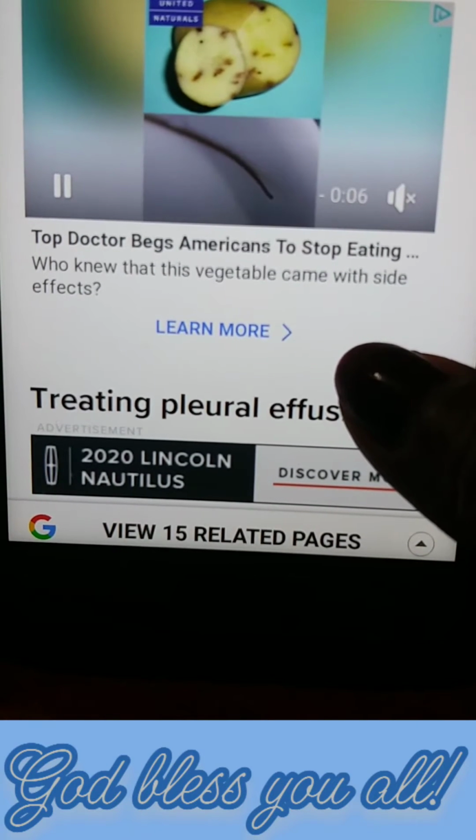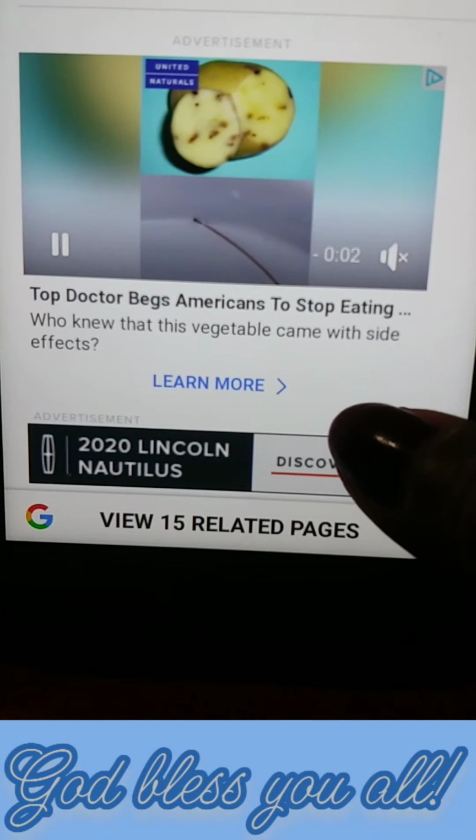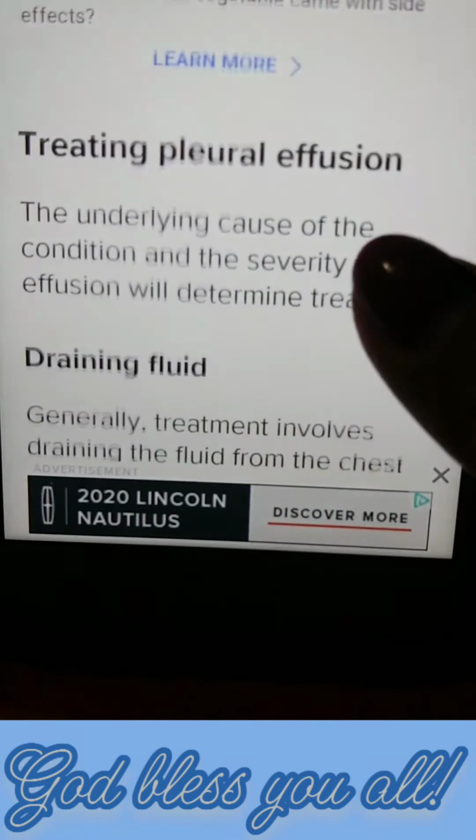See that? They're going to insert that into your body. Top doctor begs American to stop.